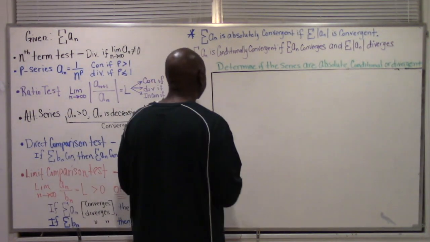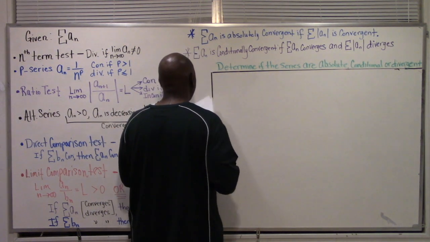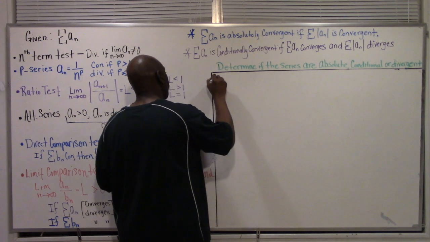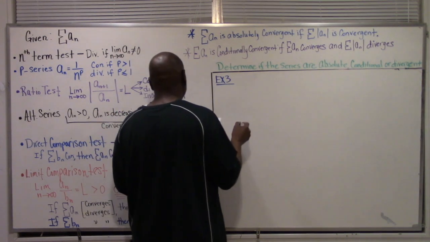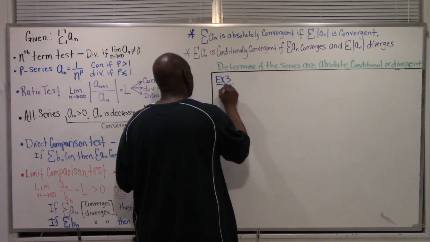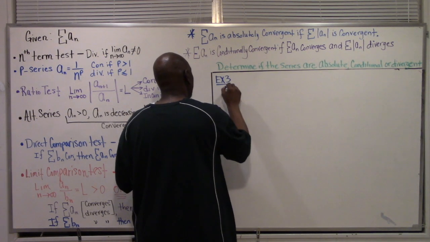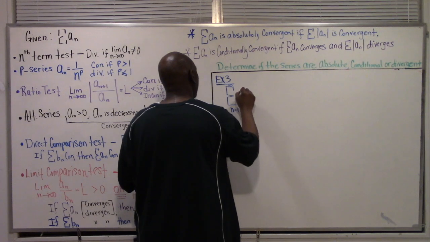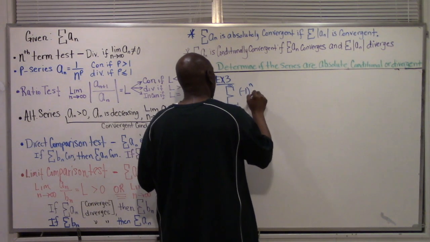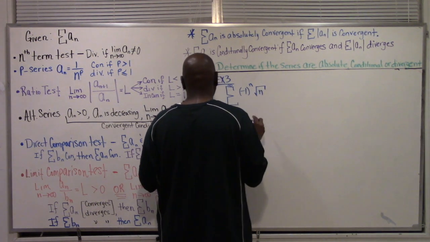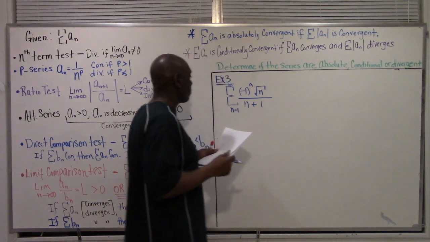All right, example 3. Let's look at the series as n goes from 1 to infinity of negative 1 to the power of n times the square root of n divided by n plus 1. Let's take a look at that.